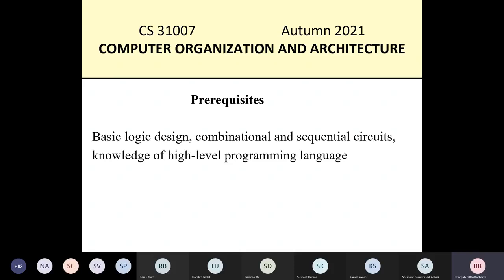You know the prerequisite for this course is just basic logic design, whatever you have studied in the last semester. Concepts of combinational and sequential circuits, and knowledge of a high-level programming language and algorithms, which you already have. So maybe in the next class, Thursday, we'll take a brief quiz. I'll give you some questions on basic logic design and ask you to solve and answer them in class. All right.